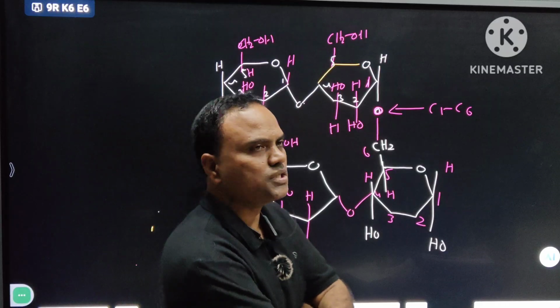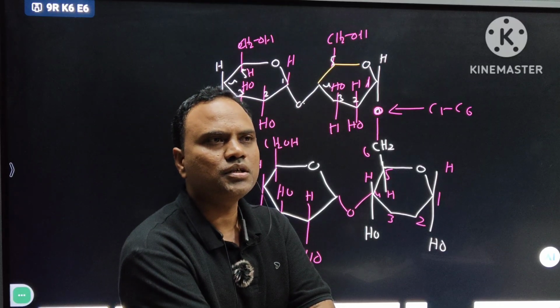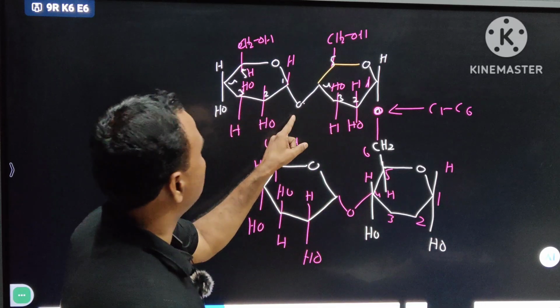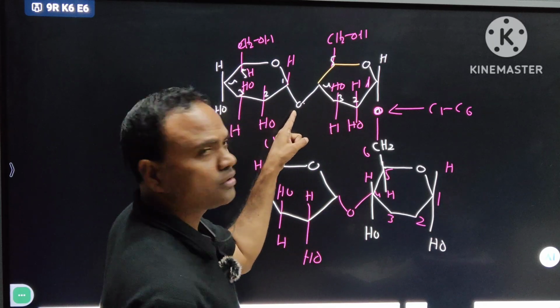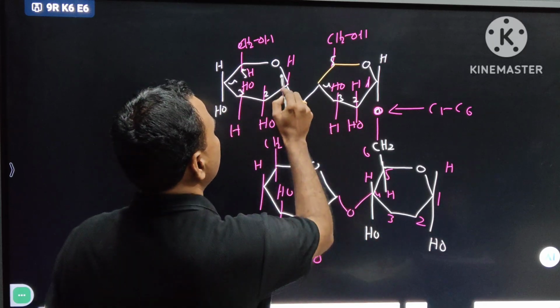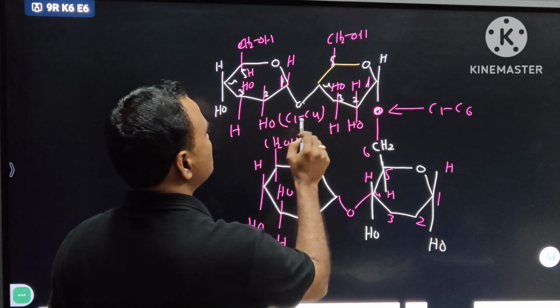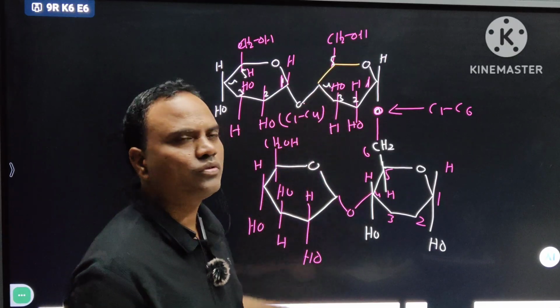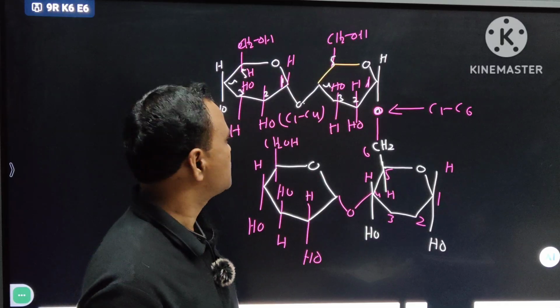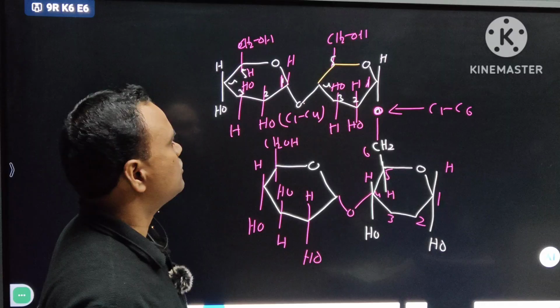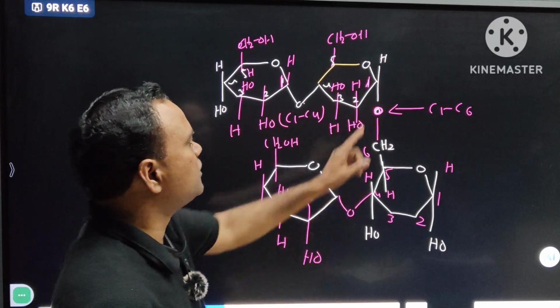Sorry, C1 C6. Here, this one. C1 C4. 1 or 4. This is C1 C4. C1 C6. No. Link will form at 1 and 6 only.